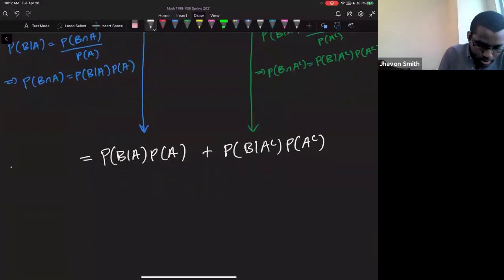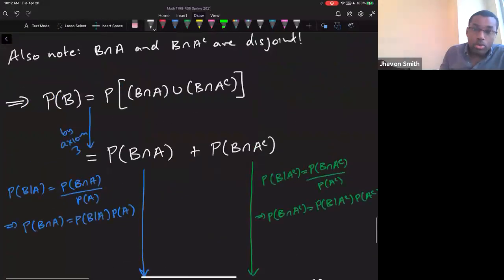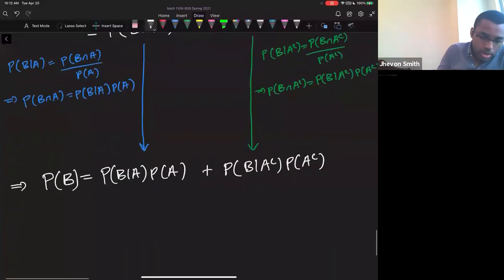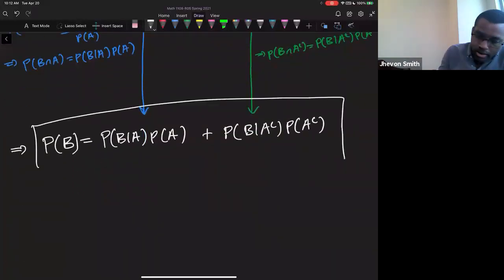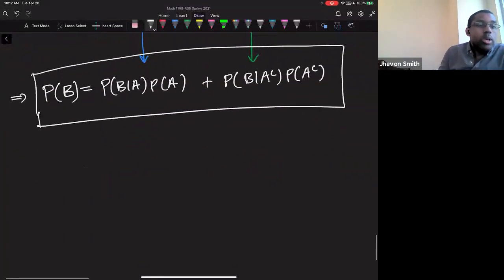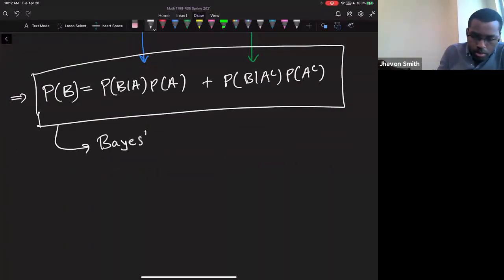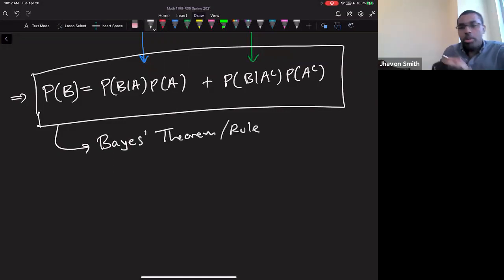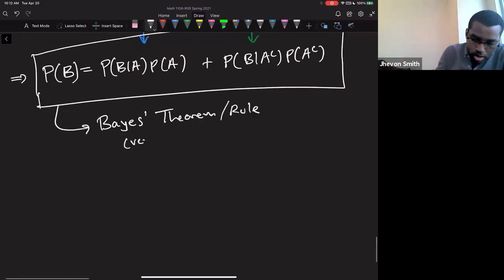So essentially, don't forget what this was. This is the probability of B, right? That's what we were looking at before. So this here is a very important formula. We will refer to it as Bayes' theorem, or Bayes' rule. Some people call it Bayes' rule, some people call it Bayes' theorem. And we will call it version 1.